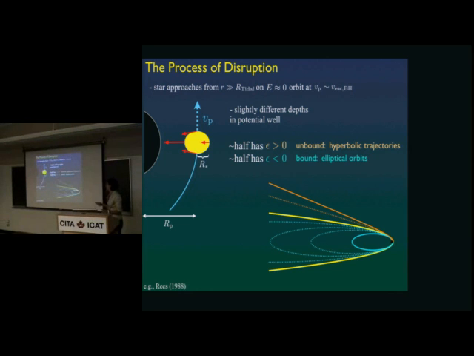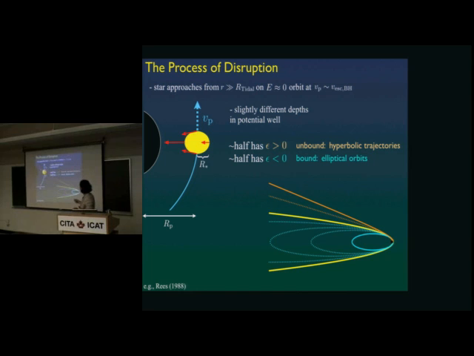So to get started, I need to tell you a bit more about the process of disruption itself. So the idea is that a star will typically approach from far outside the tidal radius on a zero-energy orbit, moving at the escape velocity from the black hole. And when the star reaches the vicinity of the black hole, it disrupts. And so it ceases to be a bound object anymore, and is now a bunch of different parcels of gas living in the black hole's potential well. And different parcels lie at slightly different depths, which corresponds to dramatically different fates.